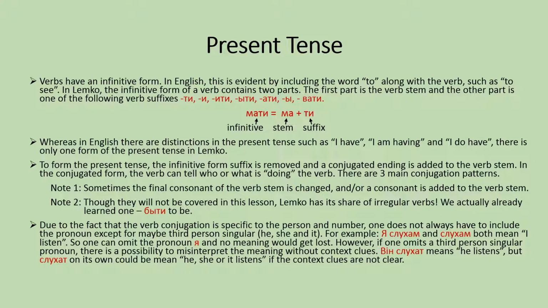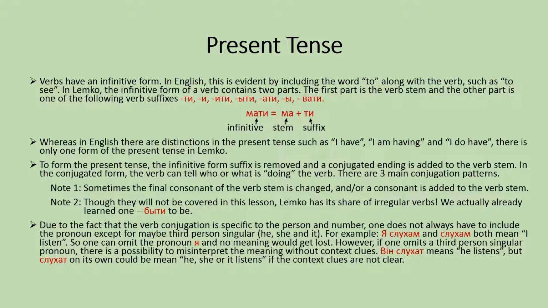The first part is the verb stem, and the other part is one of the following verb suffixes: te, ite, ate, vate. For example, mate is the infinitive, and ma is the stem, and te is the suffix.